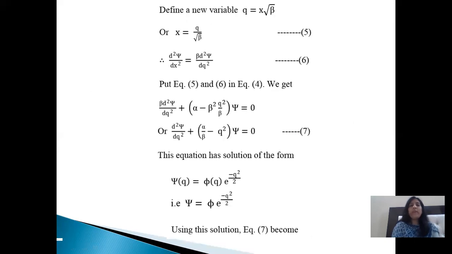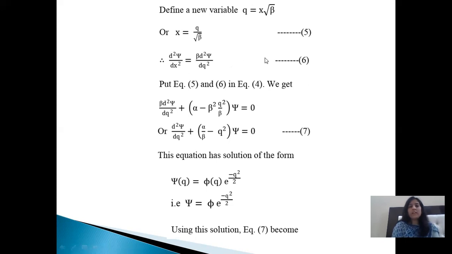So we define a new variable q equal to x root beta. So x is equal to q divided by root beta. Therefore, d²psi/dx² is equal to, put the value of x² from this equation into this: d²psi upon q², in place of x² comes q² upon beta.